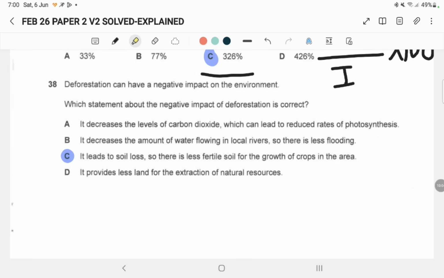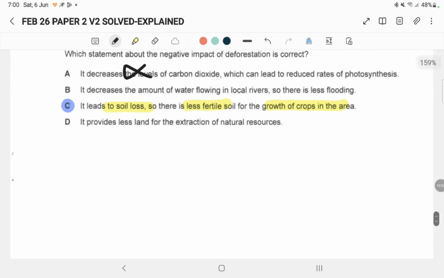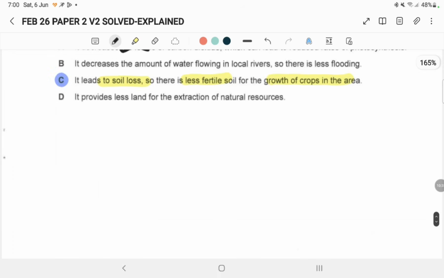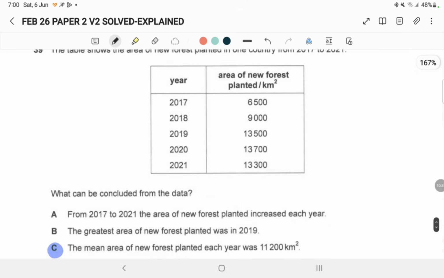Now it's telling you here in question 38, deforestation can have a negative impact on the environment. Well, it leads to soil loss, so there is less fertile soil and less growth of crops in the area. Letter A, of course it is incorrect, because with fewer trees, less photosynthesis will be carried out, so less carbon dioxide will be absorbed by the trees. Now, it decreases the amount of water flowing in local rivers, of course no, because fewer trees will be present to absorb the water. So basically question number 38, letter C will be the most suitable answer.